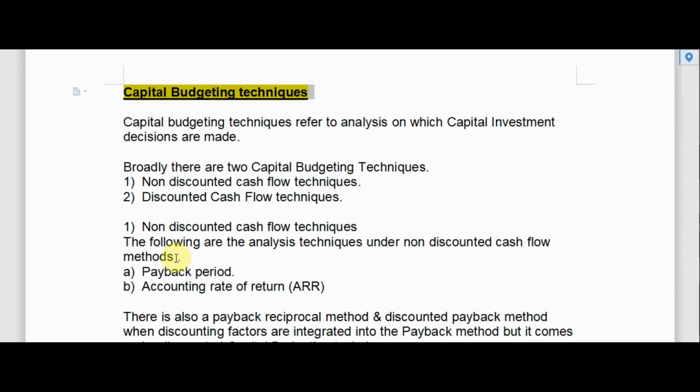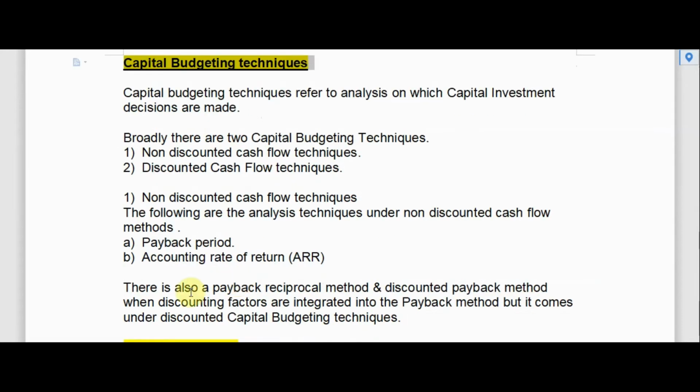The most prominent among those methods are payback period and accounting rate of return or average rate of return, in short ARR. There is also a payback reciprocal method and discounted payback method when discounting factors are integrated into the payback method, but it comes under discounted capital budgeting techniques.